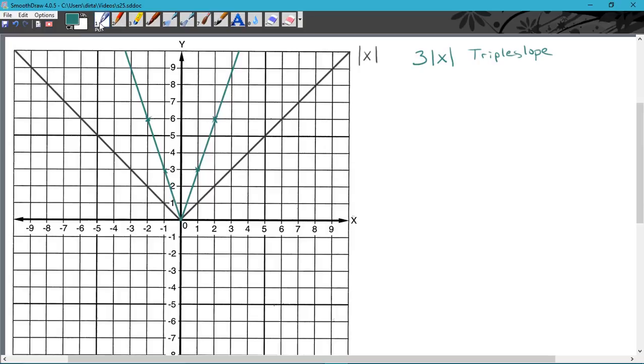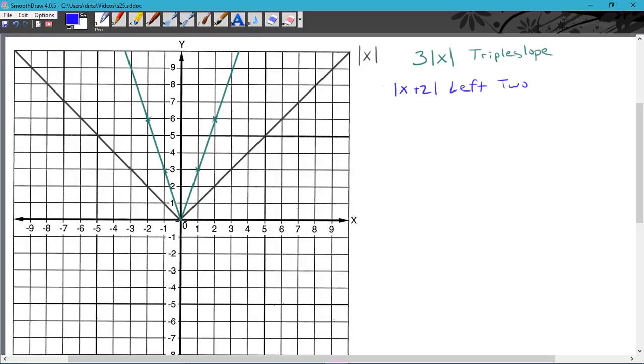Now, if I want to take, say, absolute value of x plus 2, what that's going to do is move it... not right. Is it going to move it right? No. It's going to move it left. I know that's the positive direction to the right, but it goes the opposite way. So this will be left 2.